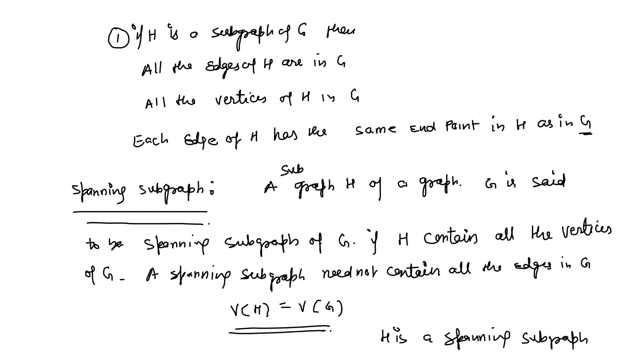So we can take an example, so we can understand with the example for spanning subgraph. So we make several subgraphs of any graph by using all the vertices and reducing some edges.